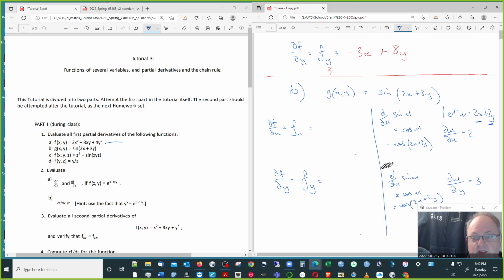Now to chain them together, d dx is what, the partial with respect to x is what we wanted. We'll still have the partial with respect to x, we'll just go through something else, and the something else that we'll go through is u. So we go through u, so we've got cos 2 times cos 2x plus 3y.